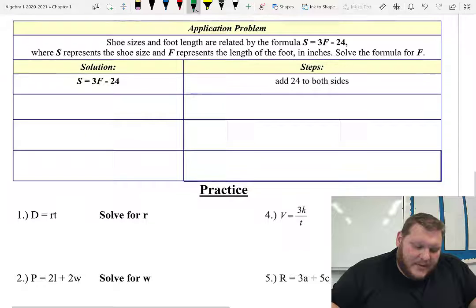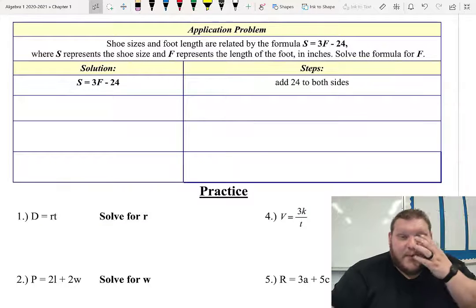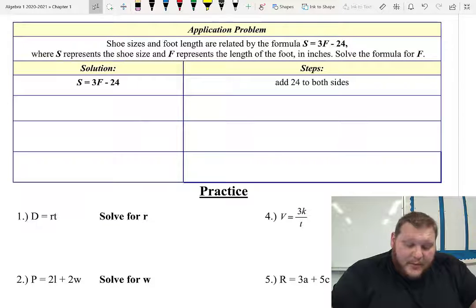All right, last problem that we're going to do together, this last application problem, is not a perfect one. It's not as realistic for us to do, but still a kind of more interesting, different one. For this one, we're told that shoe sizes and foot length are related, which is true. The bigger your foot, the bigger your shoe size has to be. But they're claiming that this formula, your shoe size is 3 times your foot length minus 24, where S represents your shoe size and F represents your foot length in inches.